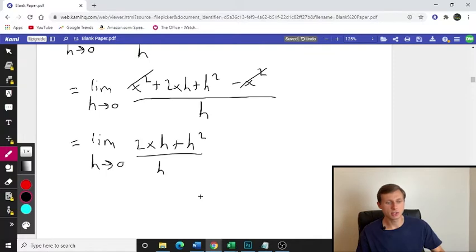And now we need to ask ourselves, well, we still can't plug in h equals 0 because we're still getting a 0 in the denominator. So how are we going to solve this one?